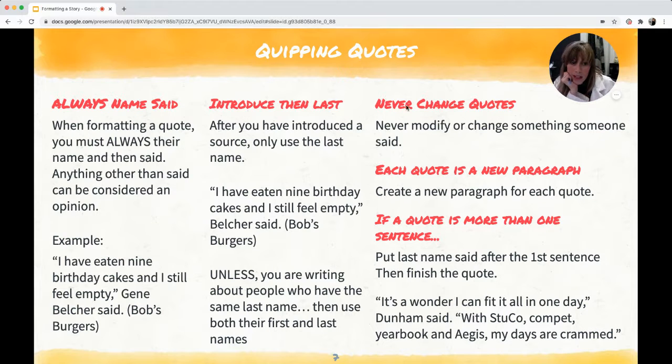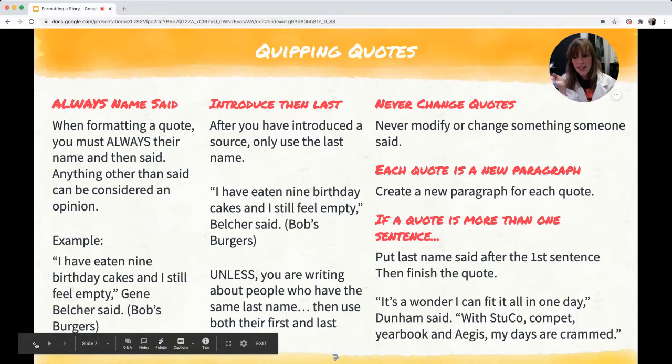Okay. This is a really big rule, and it makes me sad to have to say it, but I have to say it. Never modify a quote. Never make up a quote. Never change somebody's words. They said it. Don't change it. You get into hot water really, really fast. Don't do it. Okay. Each quote's going to be a new paragraph.